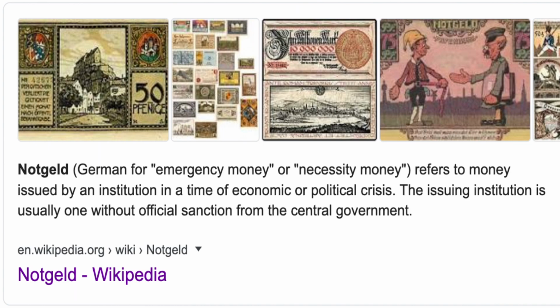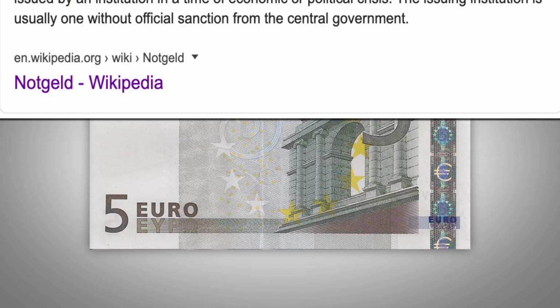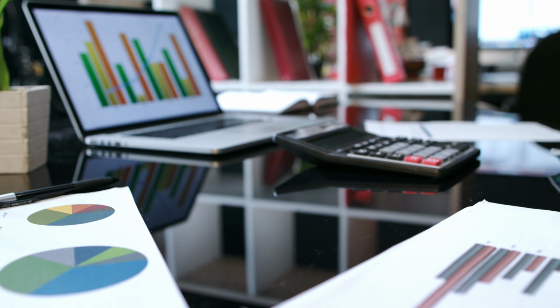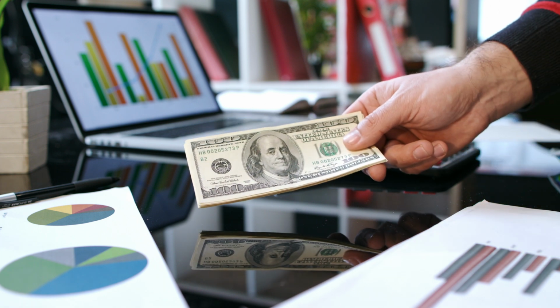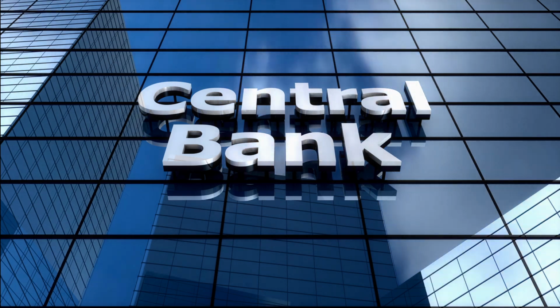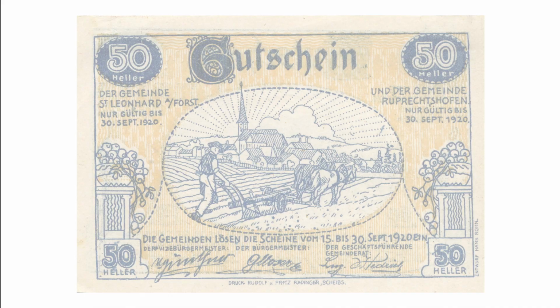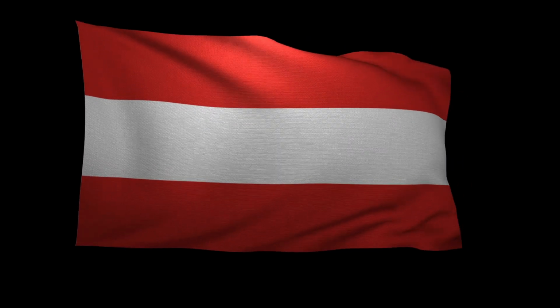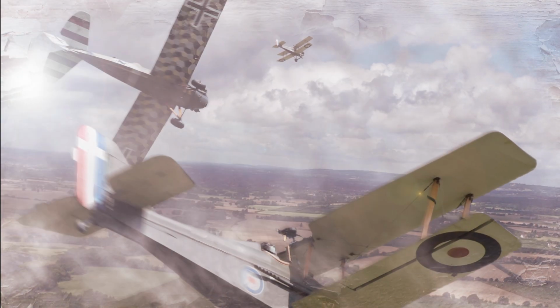Notgeld, German for emergency money or necessity money, refers to money issued by an institution in a time of economic or political crisis. The issuing institution is usually one without official sanction from the central government. This occurs usually when enough state-produced money is not available from the central bank. Most notably, Notgeld generally refers to money produced in Germany and Austria during World War I and the interwar period.